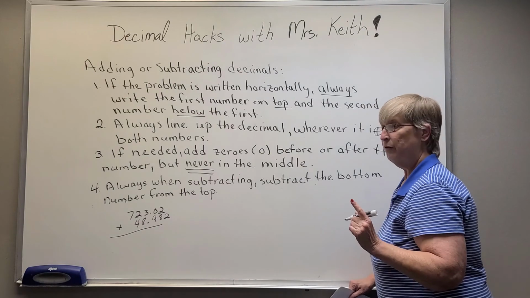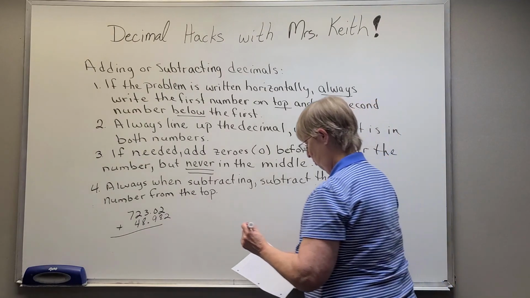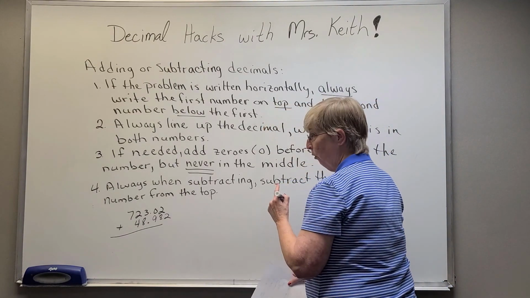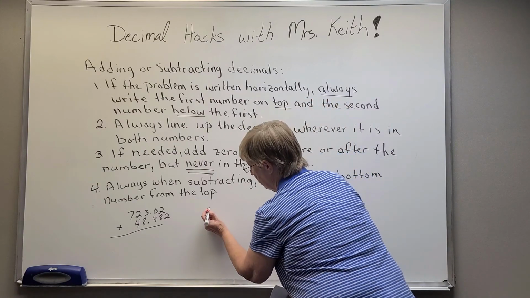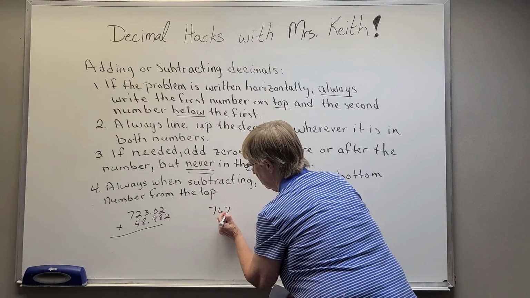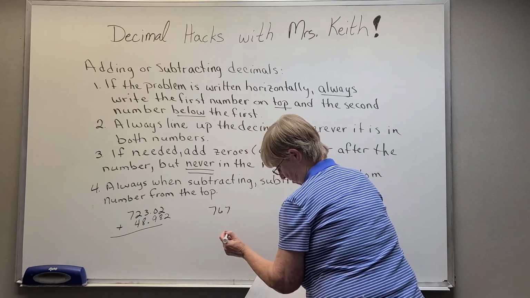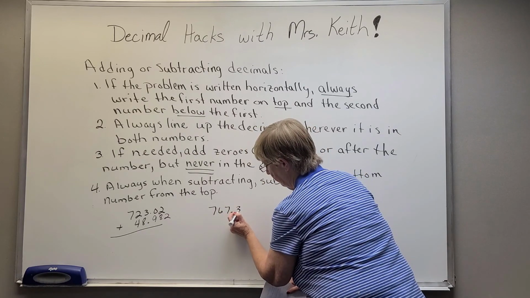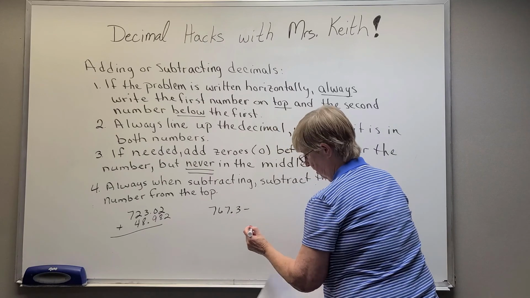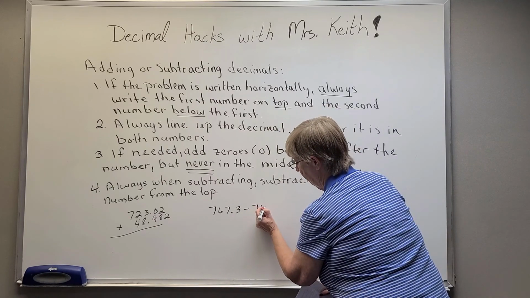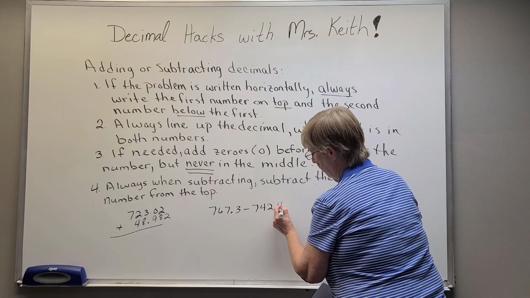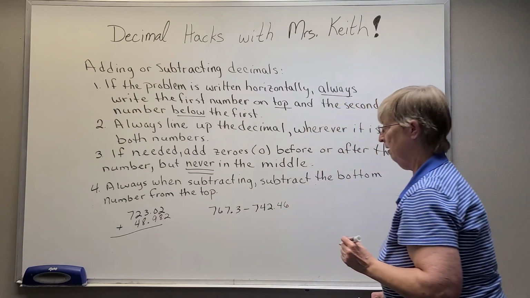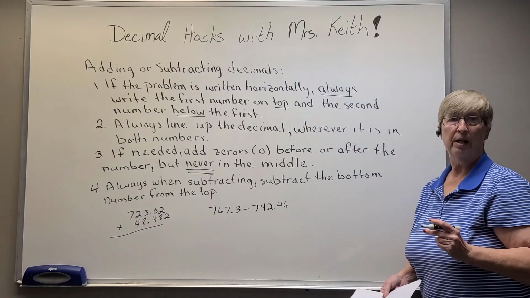All right, for subtraction, I'm gonna write this one horizontally, so you have to rewrite it correctly. We got 767.3 minus 742.46. Okay, there's your couple of practice problems.